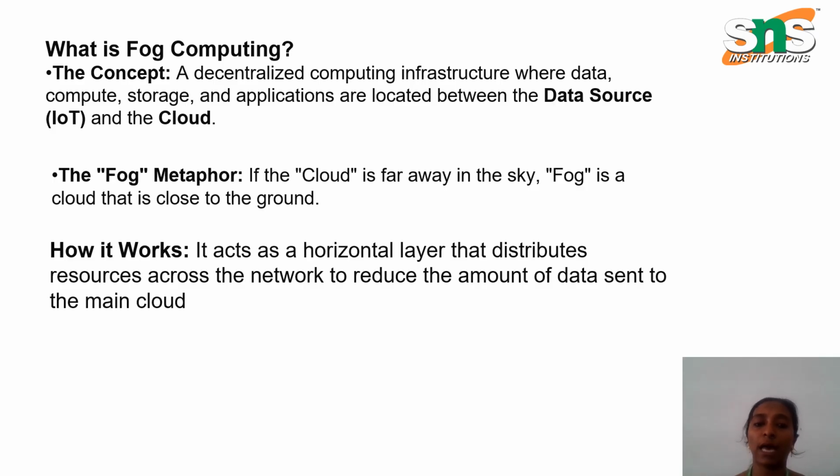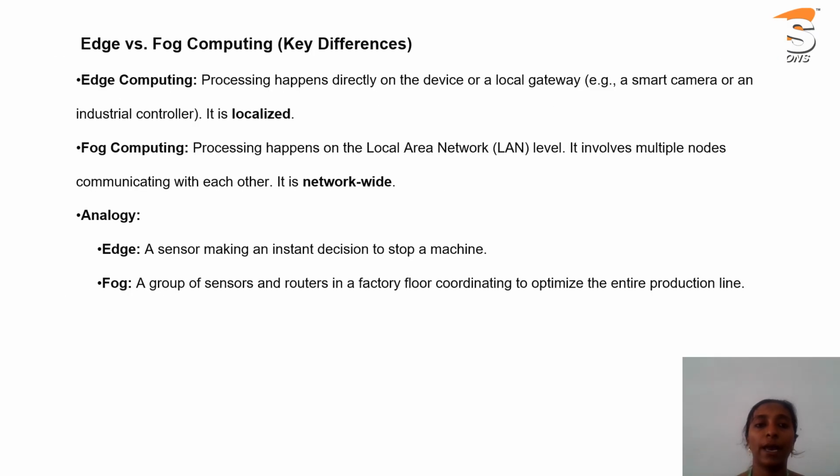How does it work? It acts as a horizontal layer that distributes resources across the network to reduce the amount of data sent to the main cloud. Edge and fog computing: what are the key differences between edge and fog computing?